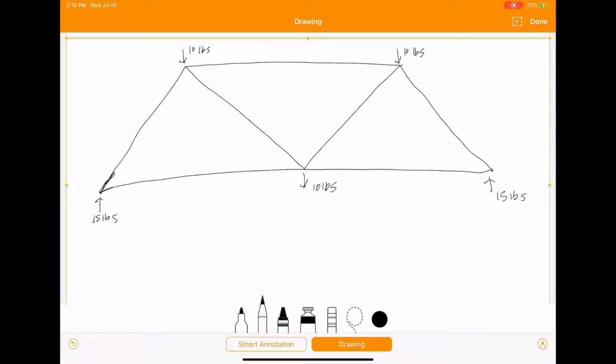So I'm going to start right here at A, and I'm just going to look at this corner right here. So I know that we have 15 pounds acting up. So I know that I'm going to need 15 pounds acting down to counteract that. So I'm going to go ahead and draw an arrow down, and I know that I'm going to need 15 in that vertical direction to counteract that 15 pounds acting up and cause it to go into equilibrium.